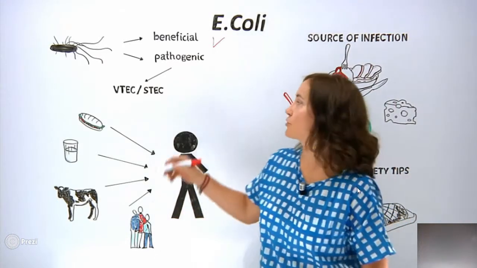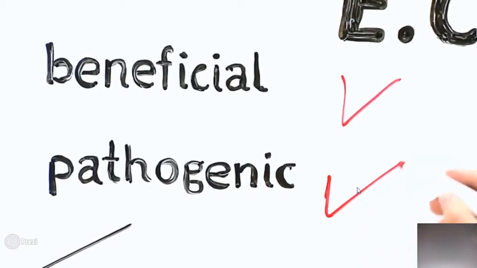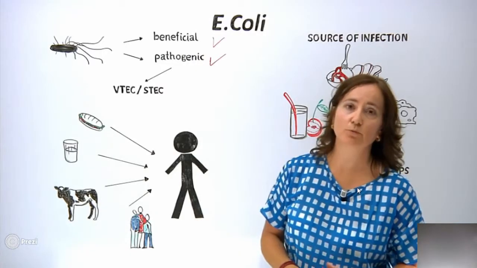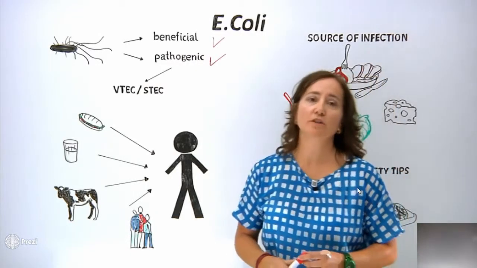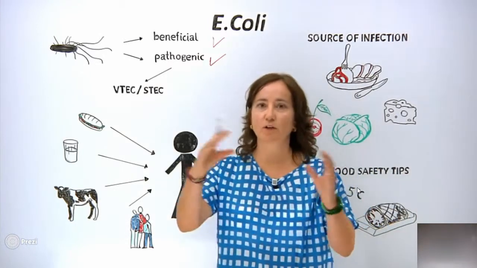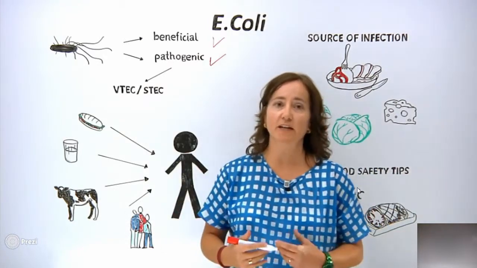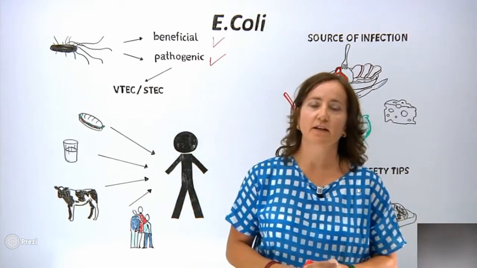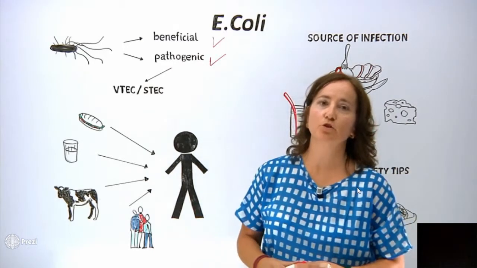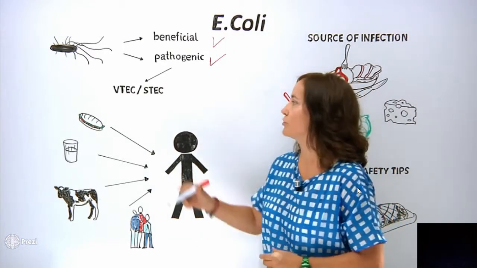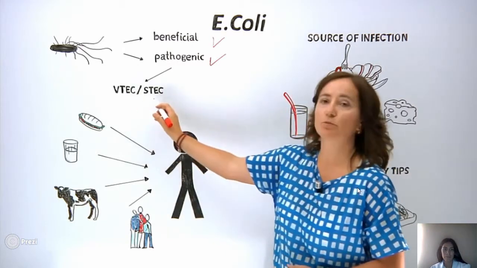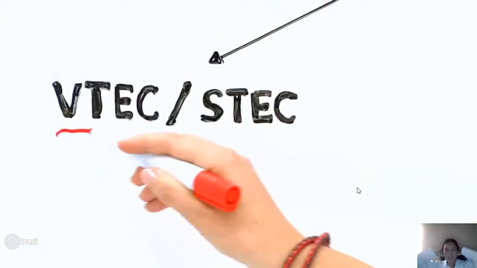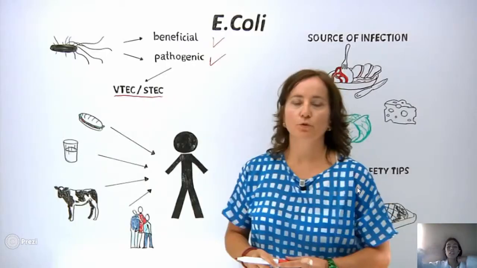However, there are also pathogenic E. coli. This means that these can cause human illness. And among these pathogenic E. coli is one group of E. coli strains that are capable of producing toxins. This group of strains is known as verocytotoxin-producing E. coli or Shiga toxin-producing E. coli, better known as VTEC or STEC.